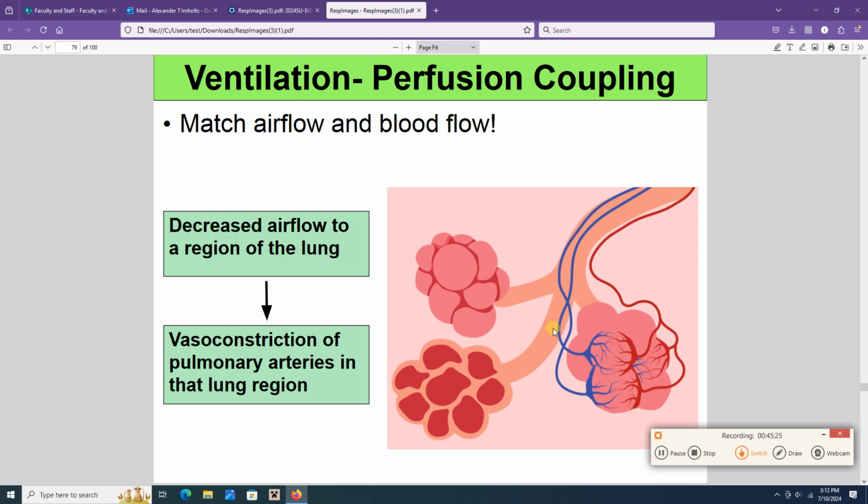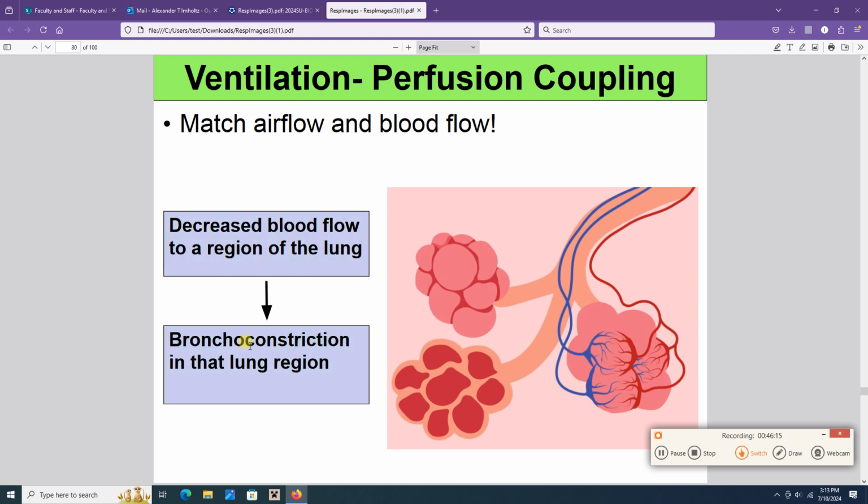Now, ventilation-perfusion coupling is a fancy way of saying you're going to match, that's what coupling means, airflow, that's ventilation, to blood flow, that's perfusion. So what that means is I got to make sure everywhere in my lungs air is going, I got blood going there too. If there's a region of my lungs that's getting less airflow, it would be silly for me to send blood there. So I'm going to vasoconstrict the pulmonary arteries there. That is an example of how I do ventilation-perfusion coupling. I'm going to match my airflow and my blood flow.